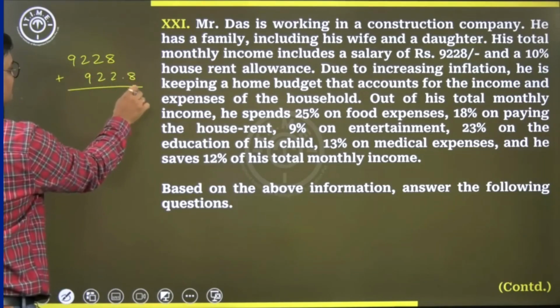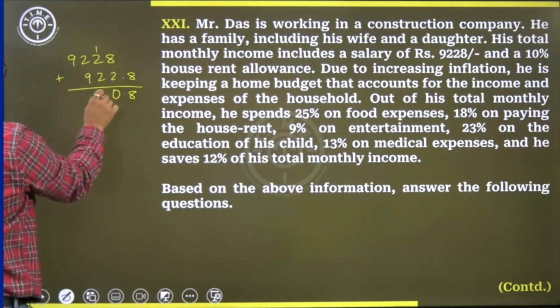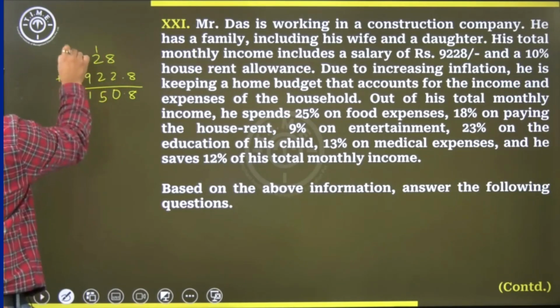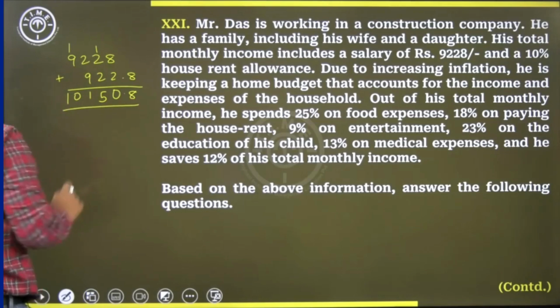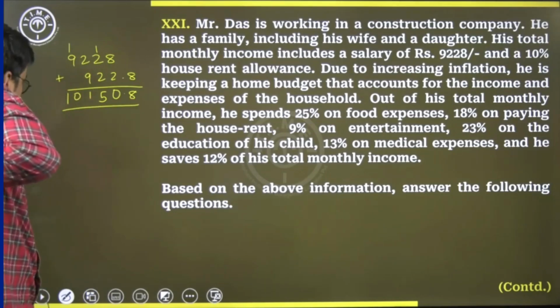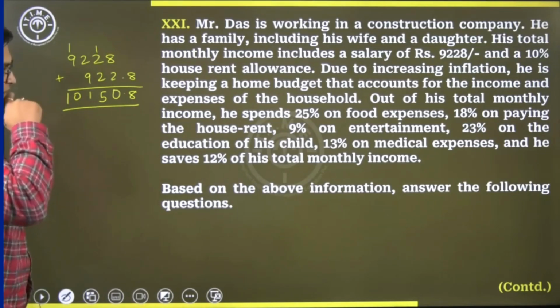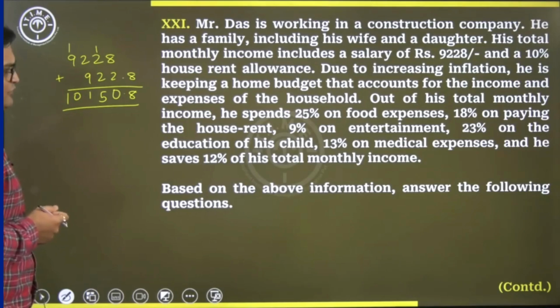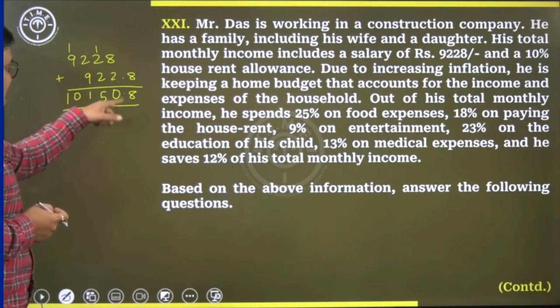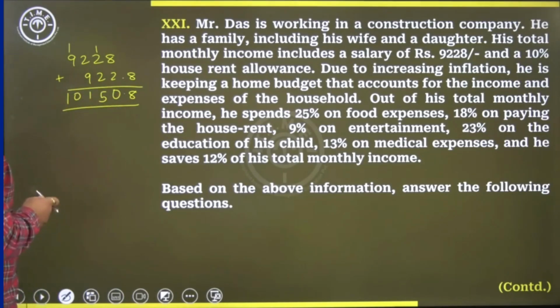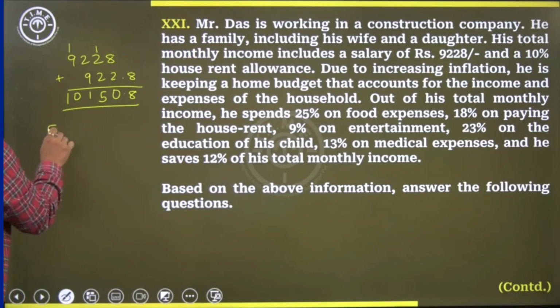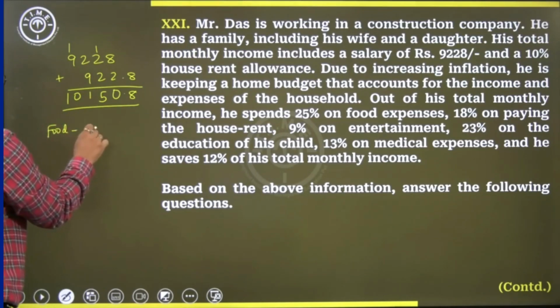So when you add it up, it's 10,150 almost. That's the total income including the HRA. Due to increasing inflation, he is keeping a home budget that accounts for the income and expenses of the household. Out of his total monthly income, he spends 25% on food. So food expenses is 25%.